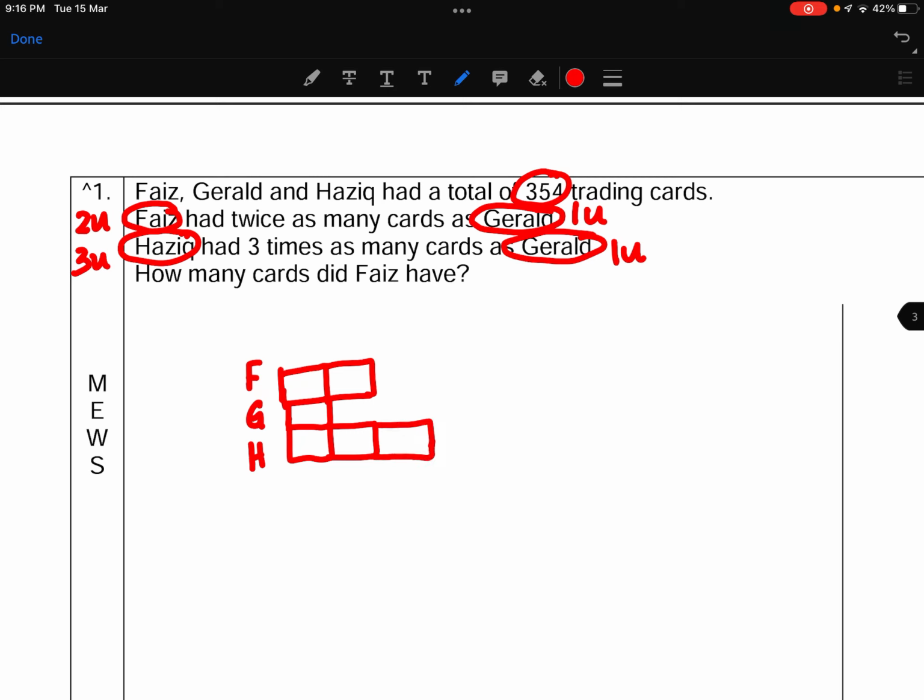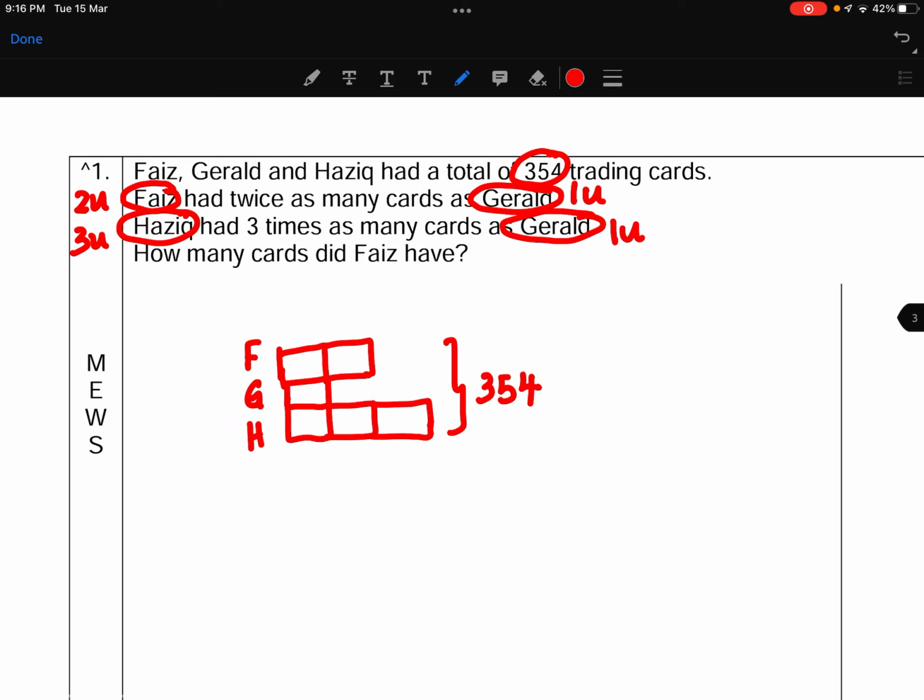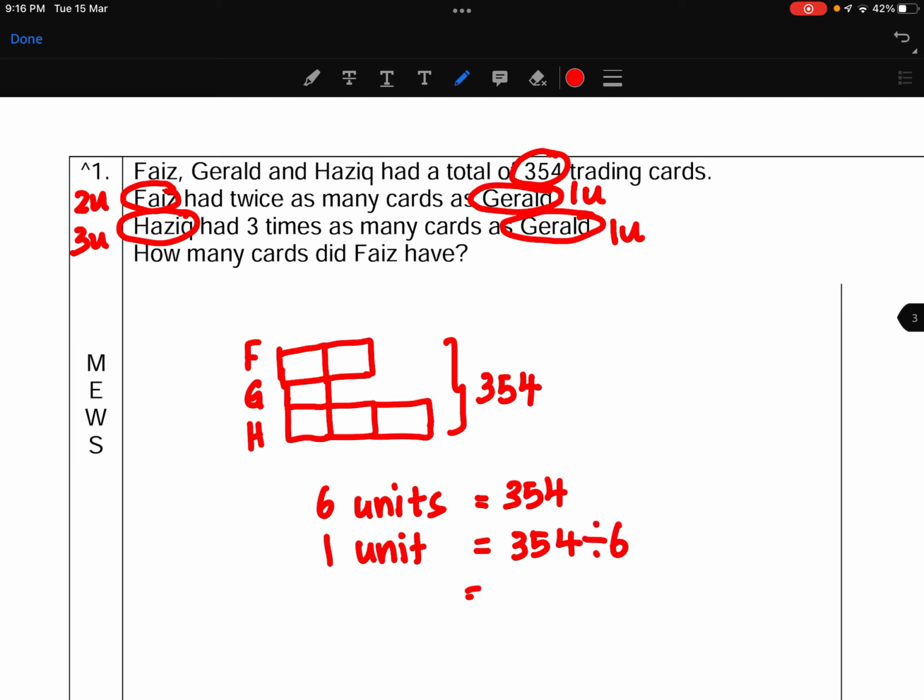Okay, again, I want you to take note, the total is given to you at the beginning, in the first sentence, 354. So what happens, you will have to count the total number of units. So you would have 6 units equals 354. So I need to find 1 unit, 354 divided by 6. Okay, if you are unable to do this with mental sums, always go to the working that you should be doing.